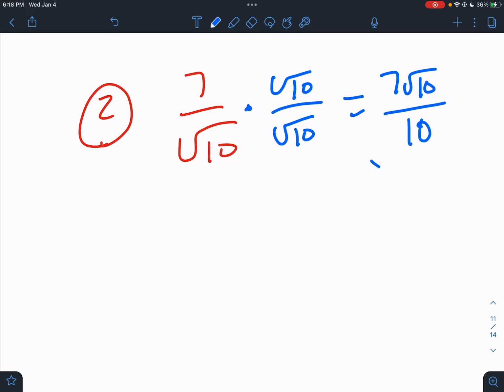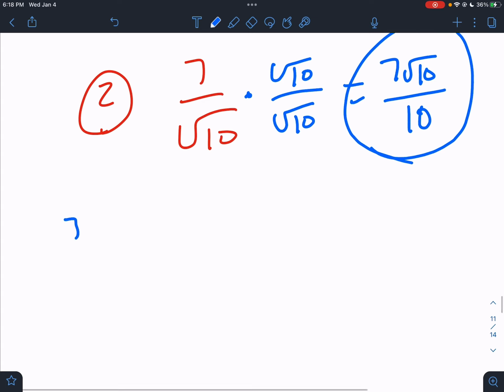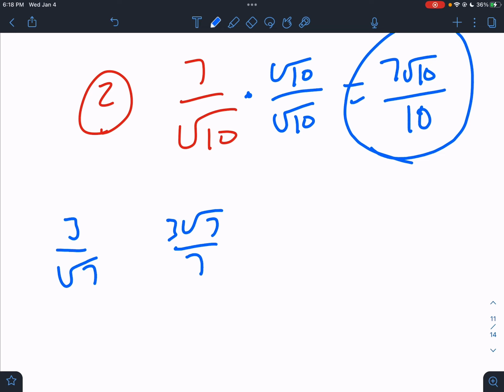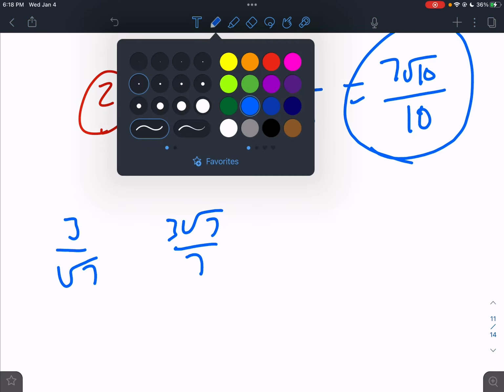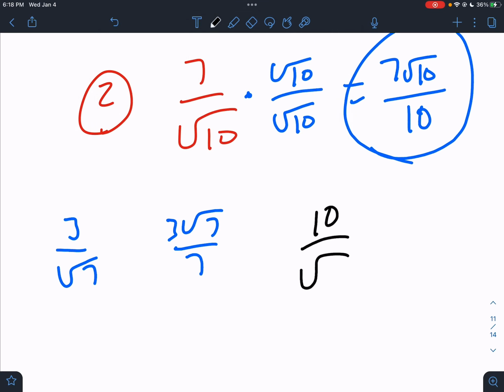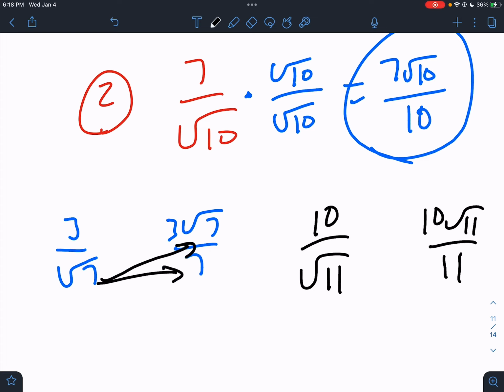Nothing else I can do there. That's the best version of that number. There is a pattern. If you notice, if I said 3 divided by root 7, that would be 3 root 7 over 7. If I said 10 divided by root 11, that would be 10 root 11 over 11. The radical swings to the top and cancels out on bottom.